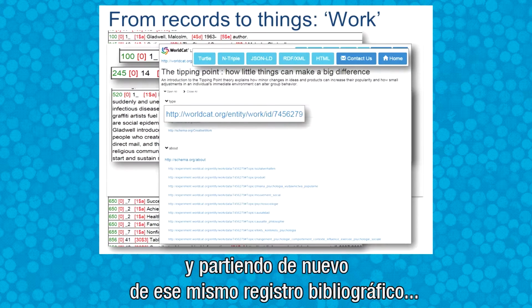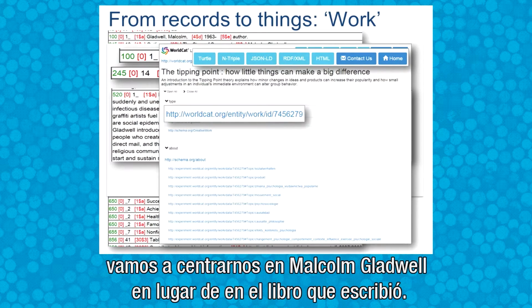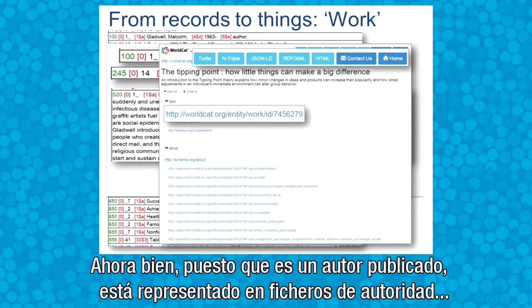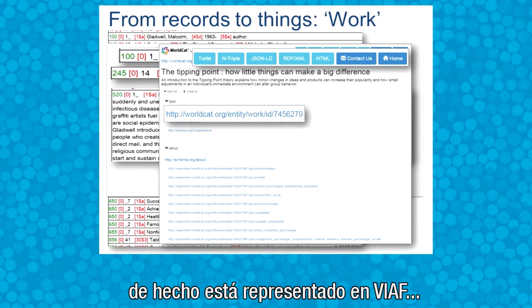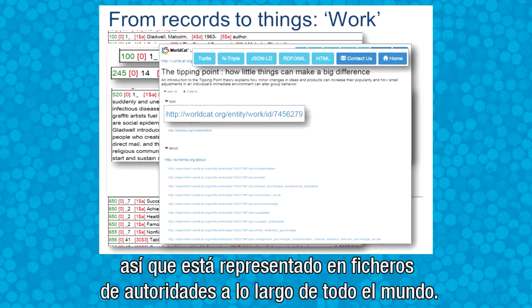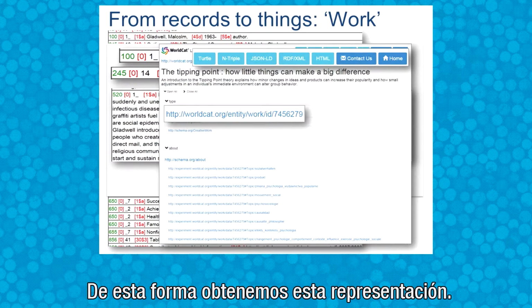So we can do the same thing with a person. And starting from that same bibliographic record again, let's focus on Malcolm Gladwell instead of the book that he wrote. Now, since he's a published author, he's represented in authority files, and in fact, he's represented in VIAF, so he's represented in authority files throughout the world. And so we get this representation.